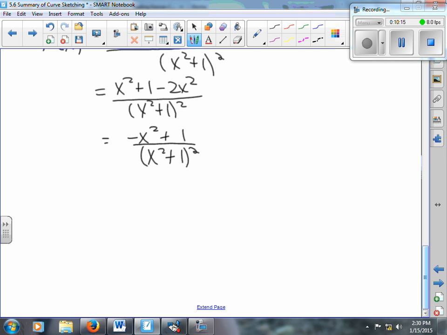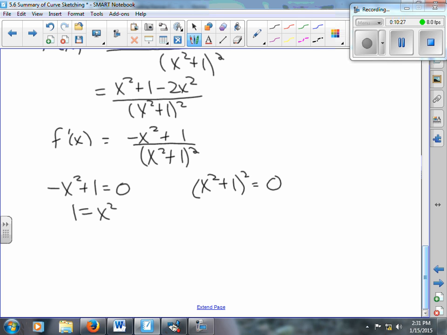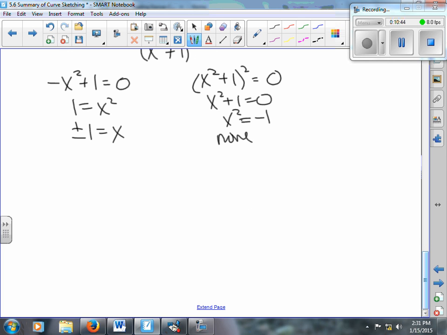So now I need to find critical points. That's my next step after I find the derivative. I'm going to set both the numerator equal to 0 and the denominator equal to 0. From the numerator, I get 1 equals x squared. And so when I take the square root of both sides, I get plus and minus 1. With the denominator, you can take the square root of both sides. And again, I'm getting back to this equation that I cannot solve in the real plane. So there are no critical points from the denominator.